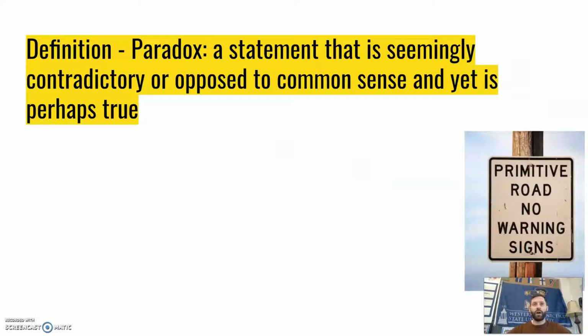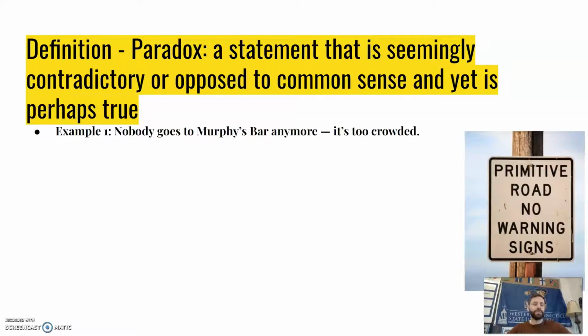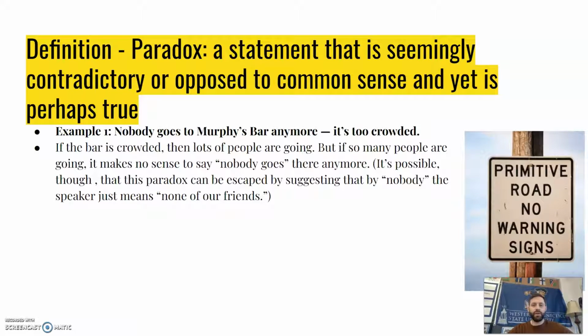Okay, the article is called the automation paradox. There are 2 words there that you probably haven't heard before. Let's start with paradox. A paradox is any statement that is seemingly contradictory or opposed to common sense, yet is perhaps true. The sign on the side, a primitive road, no warning signs, but that's a warning sign itself, right? It's a paradox. Here's a couple of examples. Somebody says, nobody goes to Murphy's bar anymore, it's too crowded. This is a paradox because if the bar's crowded, then a ton of people are going. Then it doesn't make sense that nobody goes there anymore. Now, you could say nobody just means none of our friends, but actually saying it's too crowded, nobody goes there is a paradox.